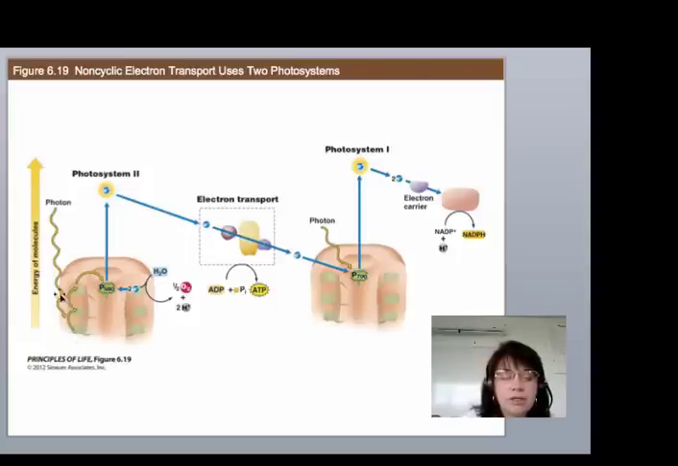And light can hit this reaction center. Let's just focus on this side first. Light's bouncing around and finally gets transferred to the P680 complex here. Unfortunately, it's called photosystem 2. It's called photosystem 2 because it was discovered after photosystem 1.